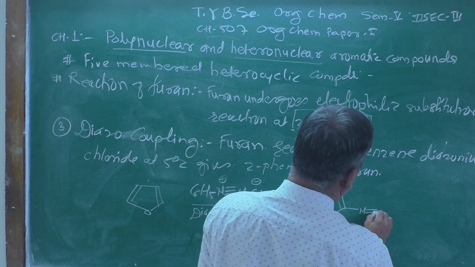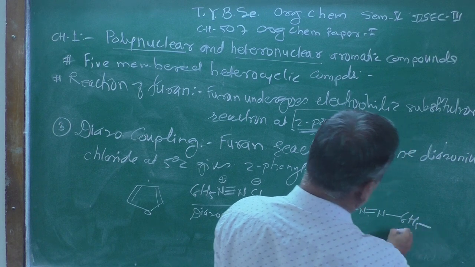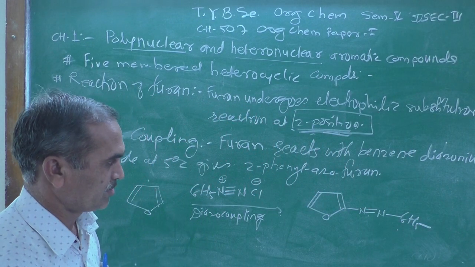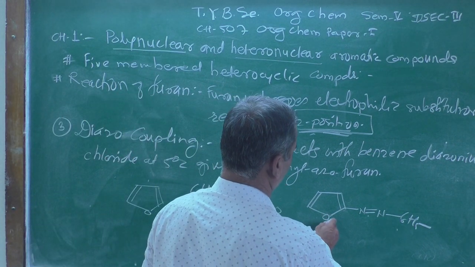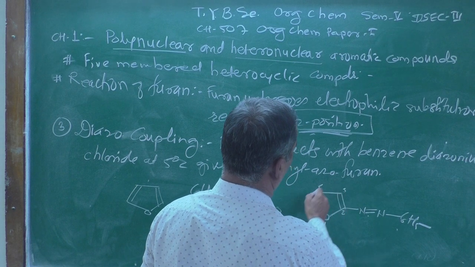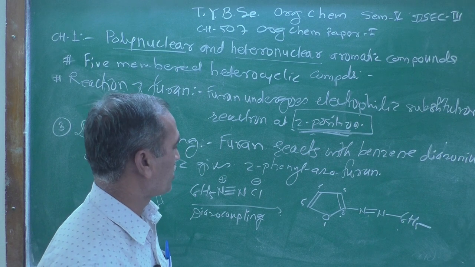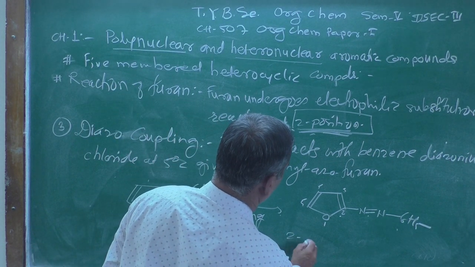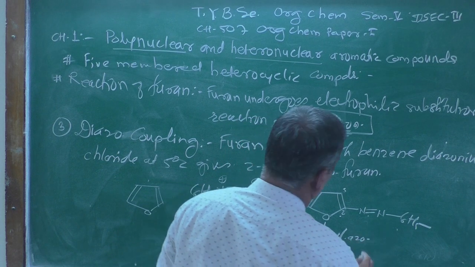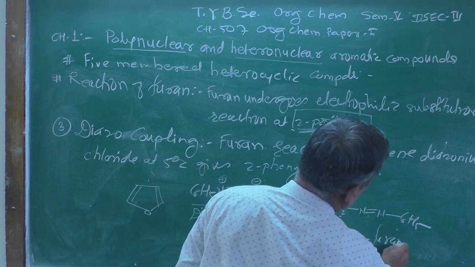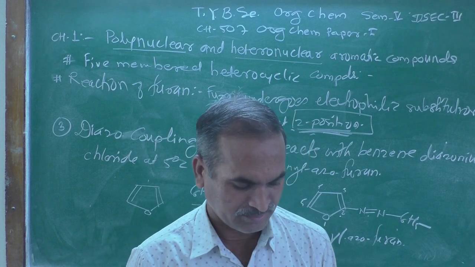Here N=N, then C6H5, or you can write that as Ph, never mind. See, numbering system 1, 2, 3, 4, 5, at 2 position this azo group is there, and therefore we can call it 2-phenyl azofuran. That would be the name of this compound.